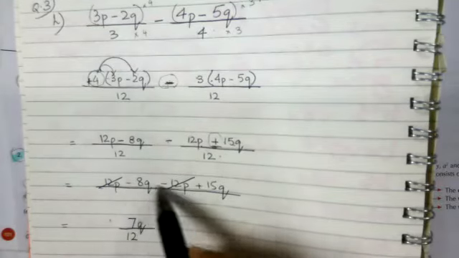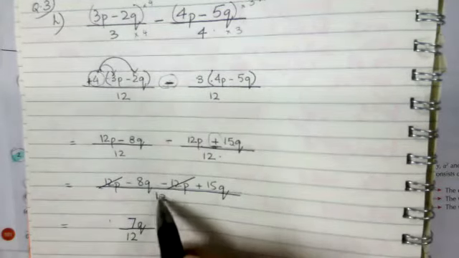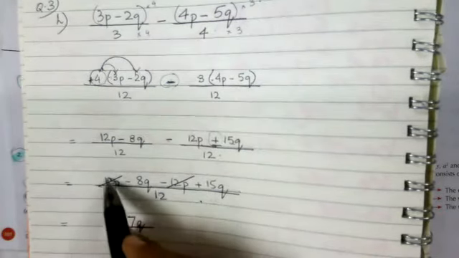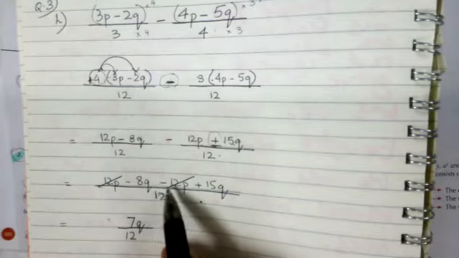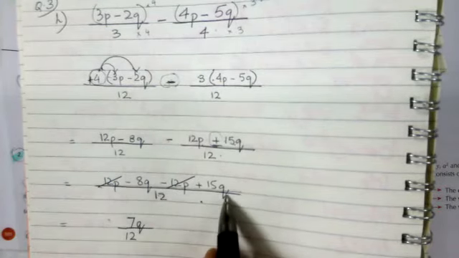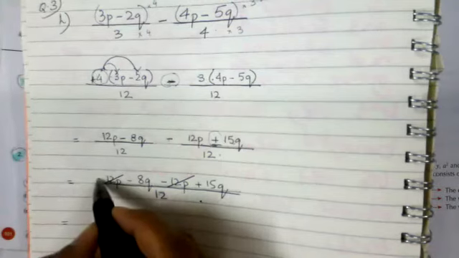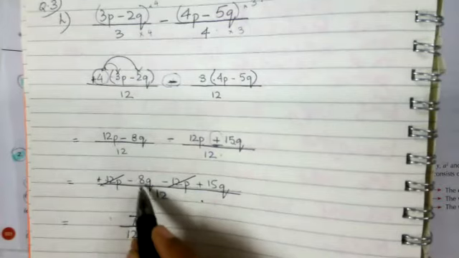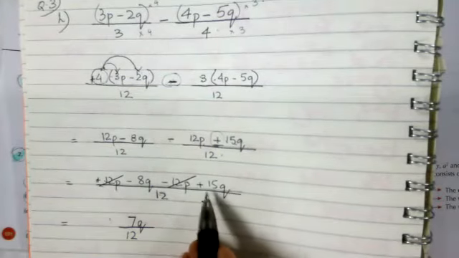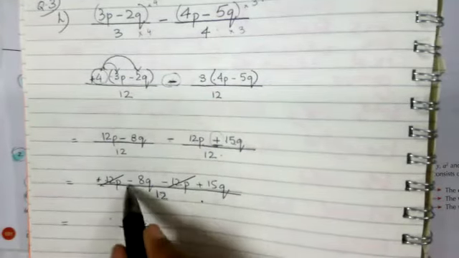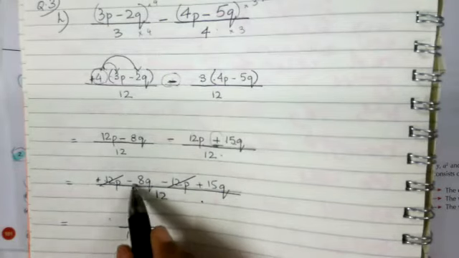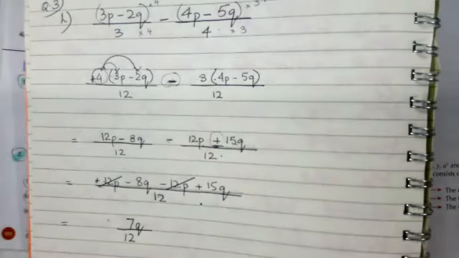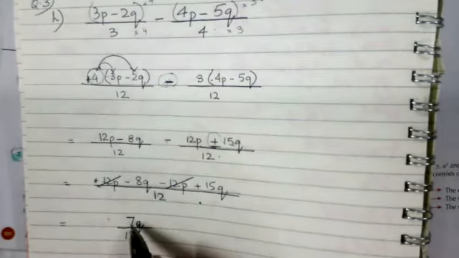Okay. Now, because the denominator is the same, I can express this whole thing as one single fraction. So 12p minus 8q minus 12p plus 15q. Plus 12p and minus 12p get cancelled. Okay. Minus 8q plus 15q. Because I have different signs, I subtract. I subtract 8 from 15 and I get positive 7q.